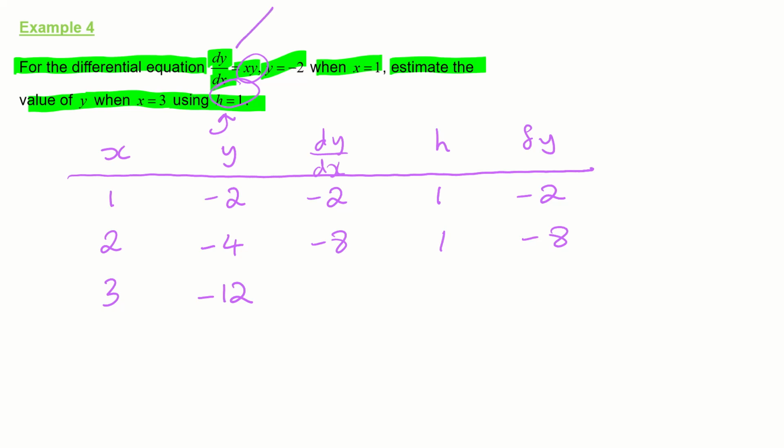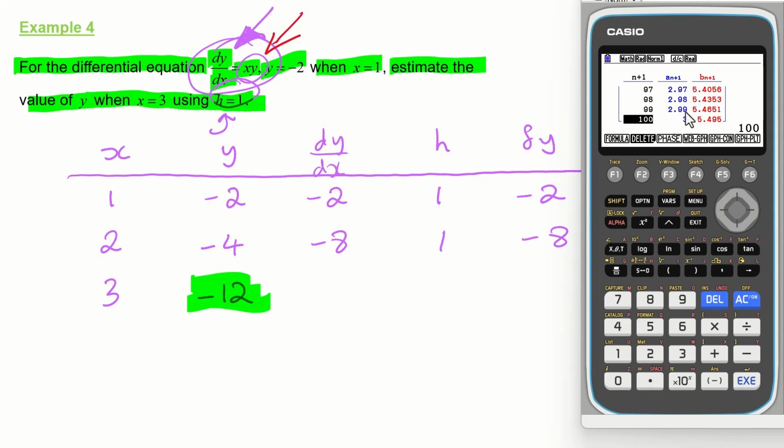Now we don't know how to solve this differential equation yet, but when you do, why don't you try it to find the exact value? And you'll find, because of this large step length and the fact that the gradients of this get very, very steep, that this -12 is a long, long way out. And we could investigate this a little bit at this stage on our calculator.